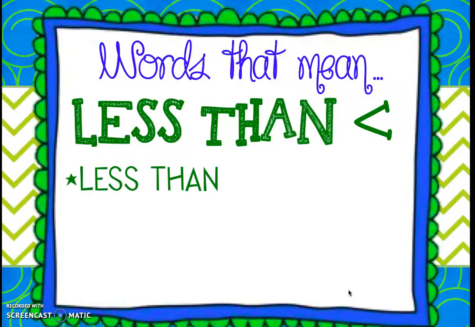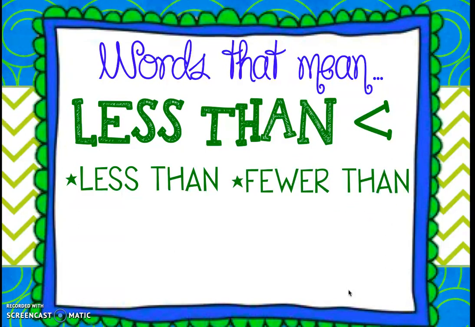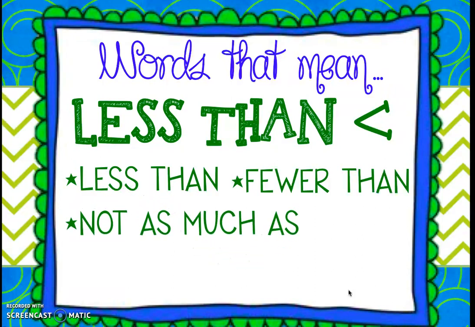So for example, the first one you're going to see is "is less than." Okay, so if you see as you're reading it says "is less than," instead of the equal sign where we see the word is, we're going to put a less than symbol. Other words are fewer than, not as much as, and under. I'll give you a couple seconds to get those written down in your word bank. So if we see words like is less than, is fewer than, is not as much as, or is under, that tells us instead of that equal sign, we're going to put a less than sign.